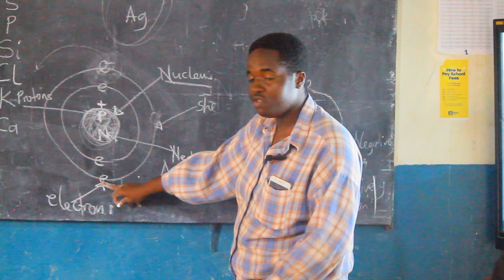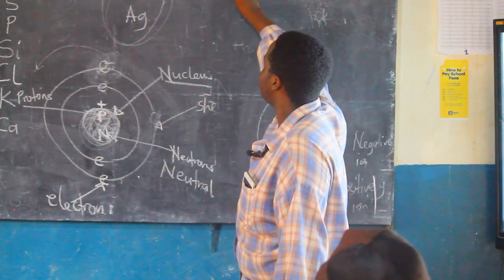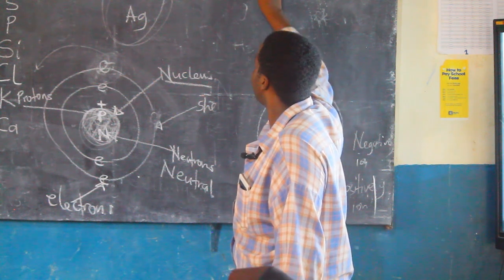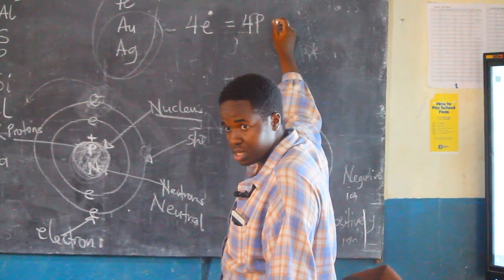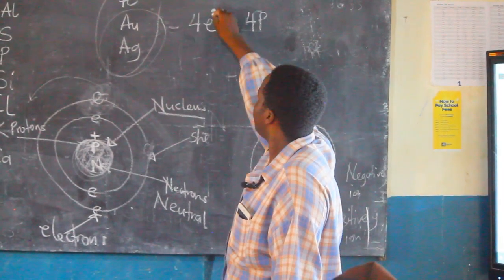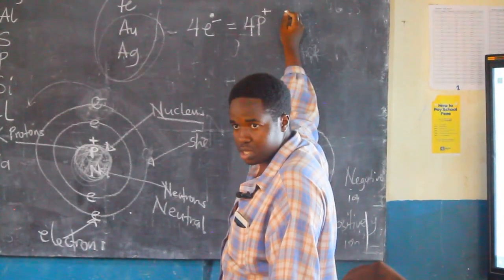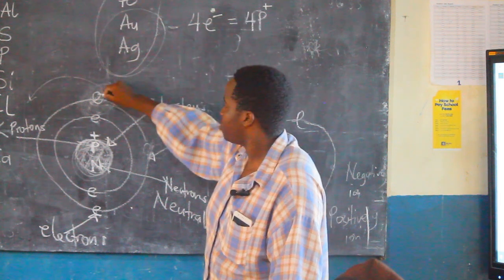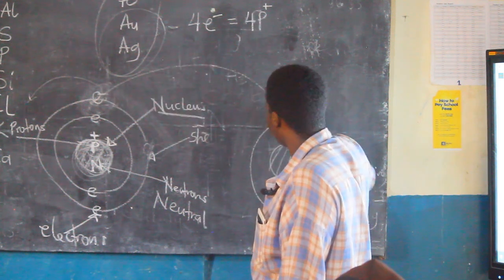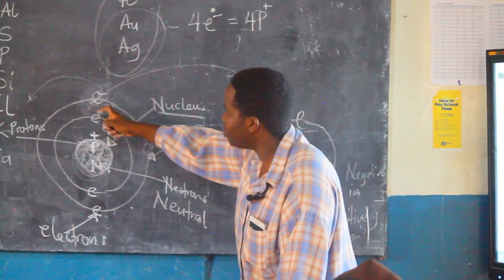Now first, if this atom is stable, that means the protons are 4 protons. That means 4 negatives here, 4 charges are balanced. But if it decides to donate, and they go to another atom, then it is losing.